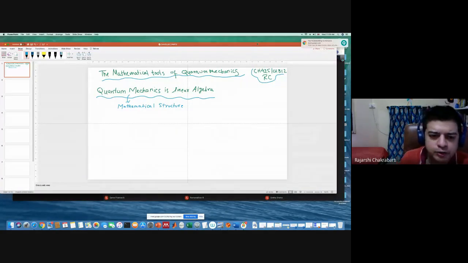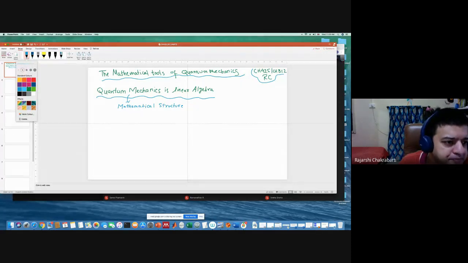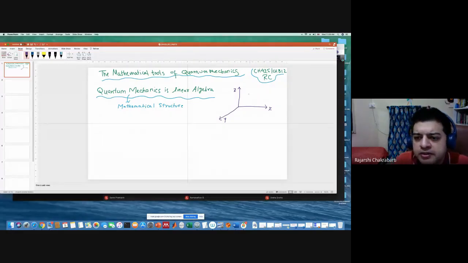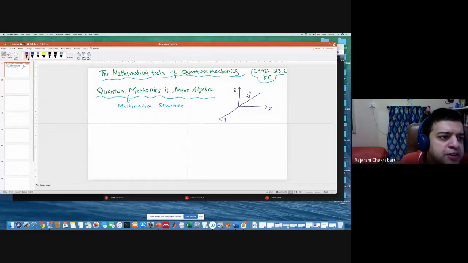So let me elaborate. Let me go back to your school days. Say I take a three-dimensional space, your x, your y, and your z. And in this three-dimensional space, I can draw a vector like this. Say I'm calling this vector v. It has a length, of course. So how do you express this vector v in this 3D space?